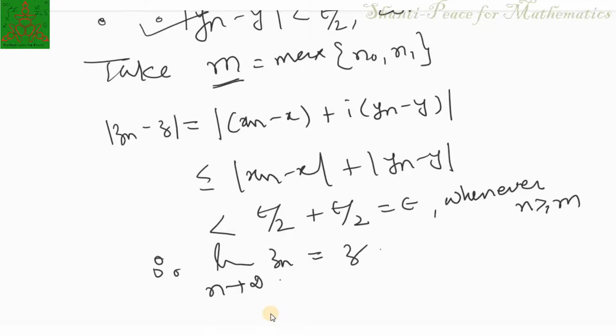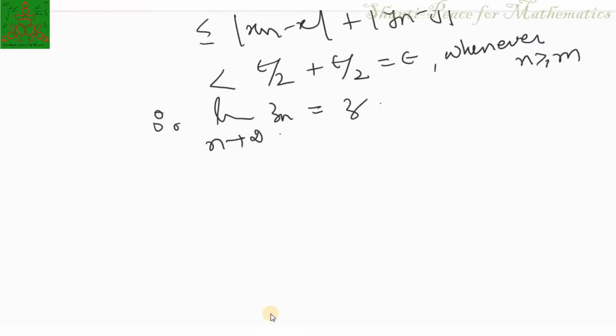So that proves our objective: if the sequence of complex numbers is convergent, then its real part is convergent and its imaginary part is convergent, and the converse is also true. That means if the real part and imaginary part are convergent, then the sequence of complex numbers is also convergent.